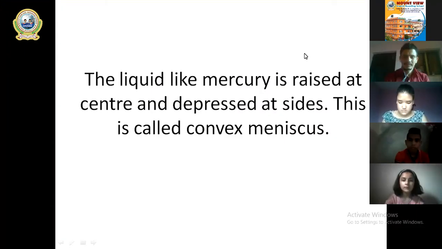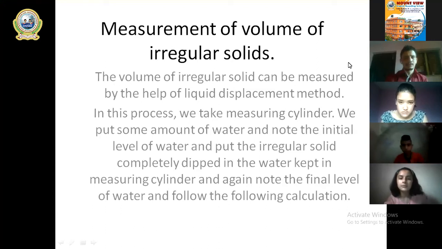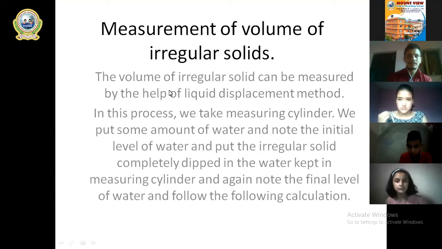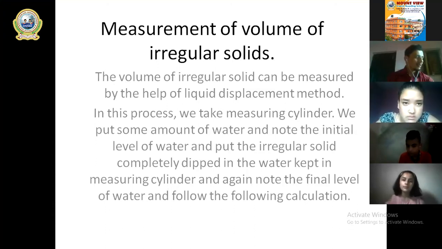Let us learn how to calculate the volume of irregular solid. Let me share a screen. All right, now measurement of volume of irregular solid. The volume of irregular solid can be measured with the help of the liquid displacement method. The process is called liquid displacement.